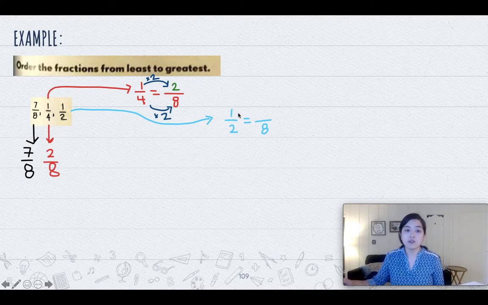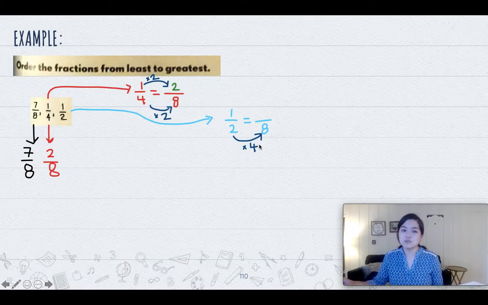So 1/2, I want to find an equivalent fraction where my denominator will be an 8 because it makes it easy for me to compare with the other fractions if the denominator is the same. So 1/2 is equivalent to what 8s? Well, let's look at the denominators. From 2 to 8, what did I do to 2 to get 8? I multiplied by 4. So 2 times 4 is 8.